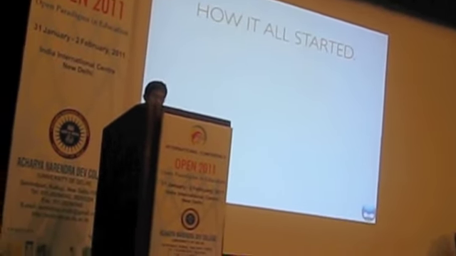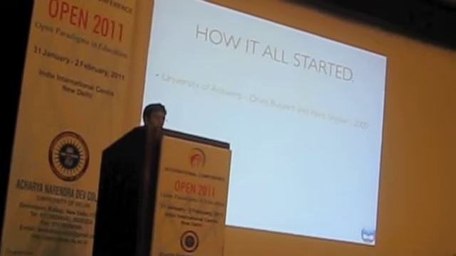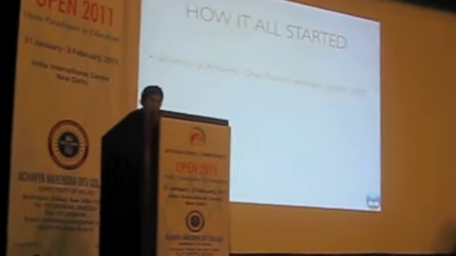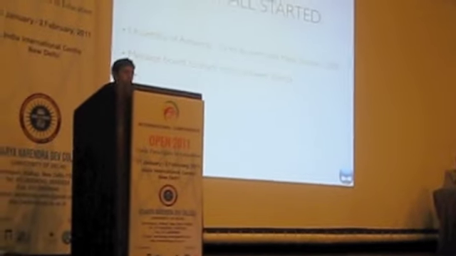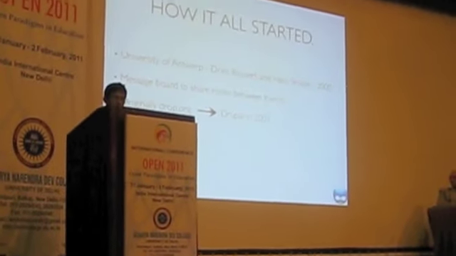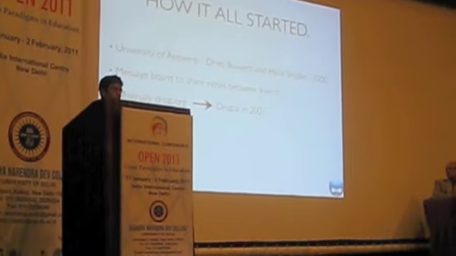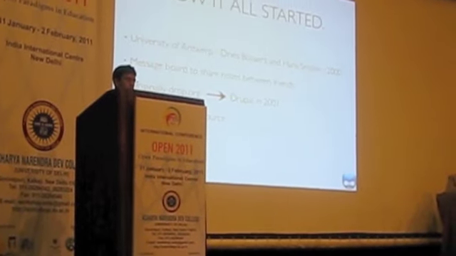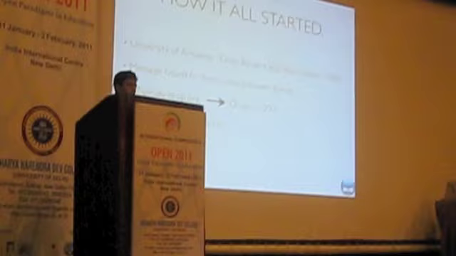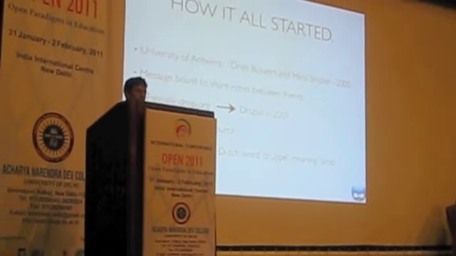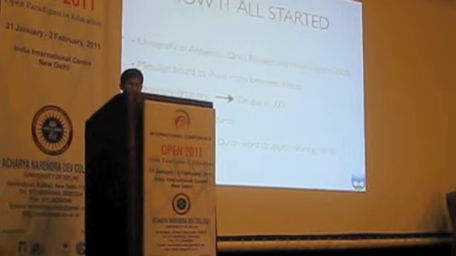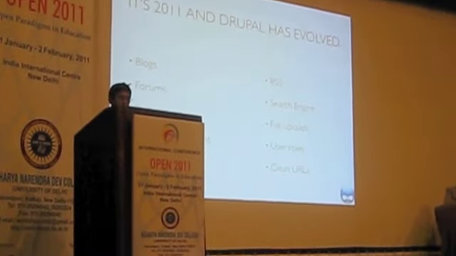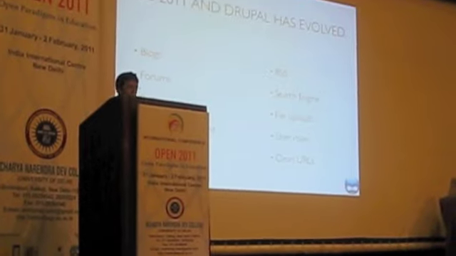A little bit of history about Drupal. It was started as a University of Antwerp project by 2 students, Dries and Hans, in 2000. They used it to share notes between each other. Originally, it was called drop.org. Later, the name was changed to Drupal. It was released as open source software, free and open source software, available on drupal.org. It is pronounced like the Dutch word, which basically means drop. It's 2011 now, and we are running a version 7 of Drupal.